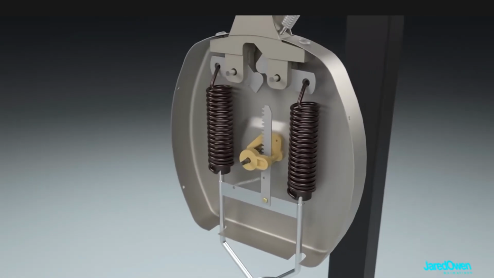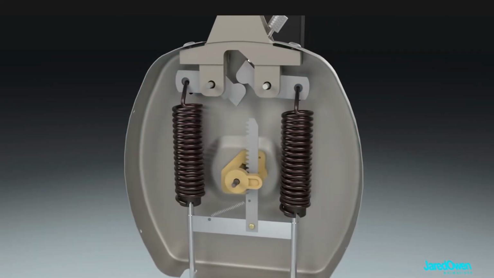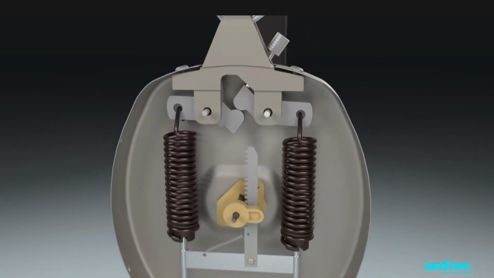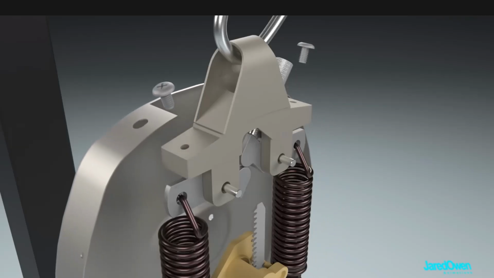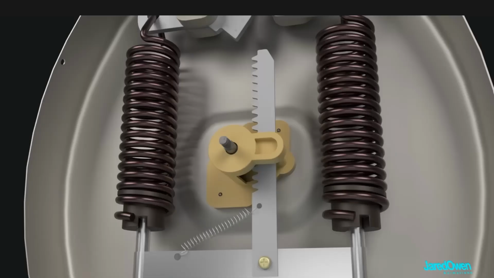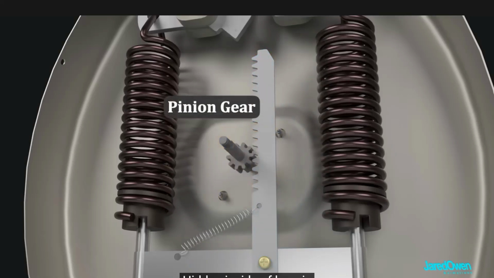The first thing you'll notice are 2 large springs on the inside. They are hooked onto the top piece, which is bolted to the frame of the scale. In the center, we have the gear system. This piece is called the rack. Hidden inside of here is called the pinion gear.